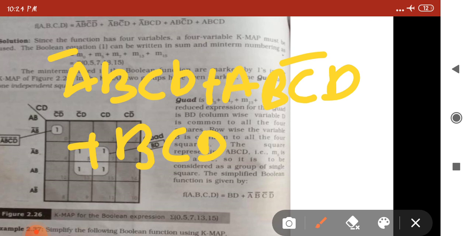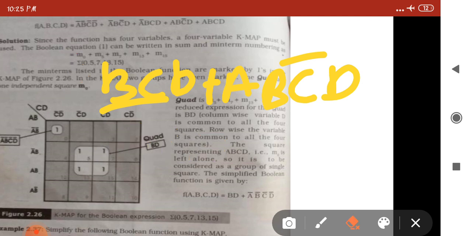Yes. Next, what we have to do is take the common. A bar B C D, A B C bar D. Which one is common? Can we take it? B, C, D is common. Yes, A bar plus 1 is 1. B, C, D comes like that. Can we use that one? B, C, D is remaining.